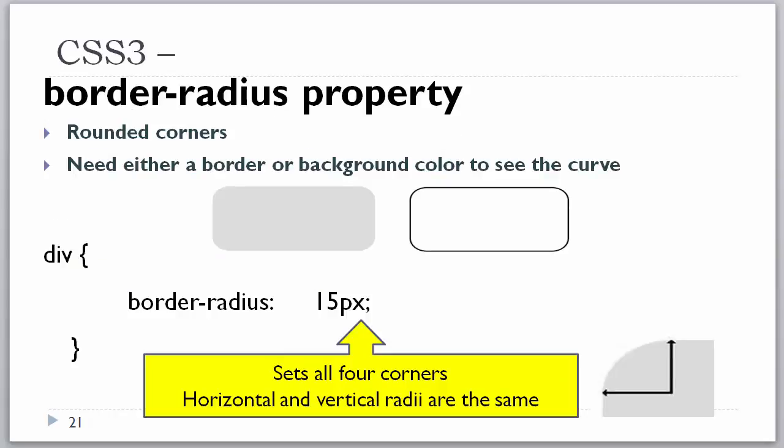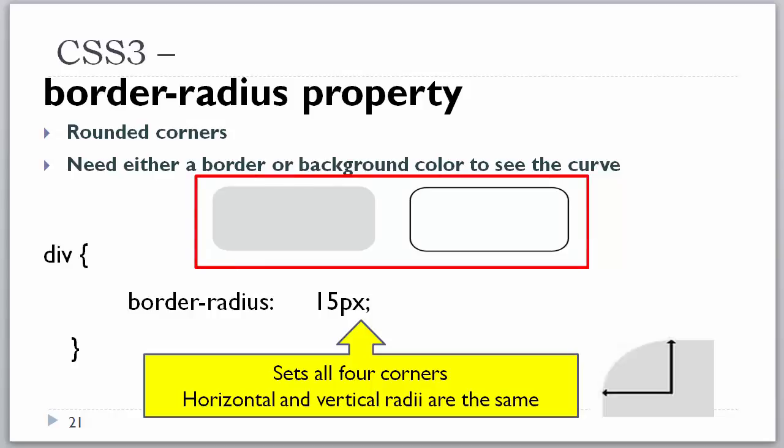The border radius property. The border radius property allows us to place rounded corners around a container. Now, one thing you need to keep in mind, if you are going to use the border radius property, the container or the background has to be of contrasting colors, or you need to have a border with a color. For example, if you have a border radius set on a white container which is sitting on a white background, you will not be able to see the curve. You need some kind of contrast in order to see the curve.